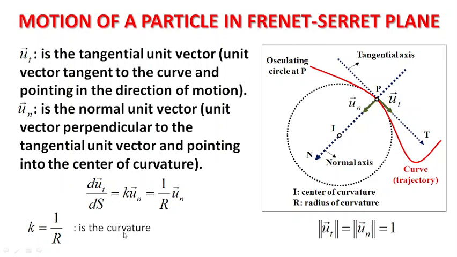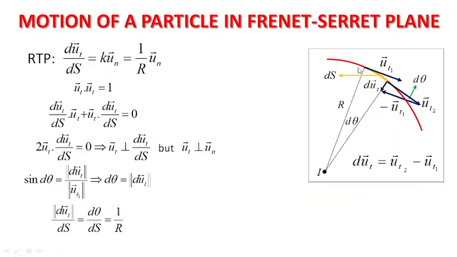We will prove this relation. dut by ds, where s is the arc length. An object is moving along a given trajectory. The object moves from a given point, for example M1, to a point M2. ds represents the arc length. ut1 and ut2 are the tangential unit vectors. We are required to prove dut by ds equals k un.